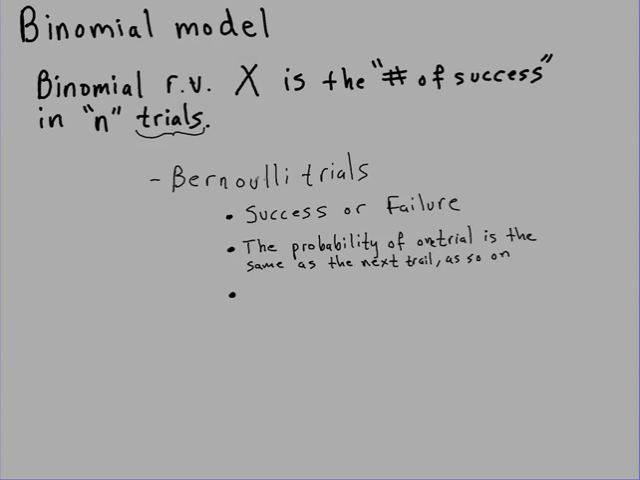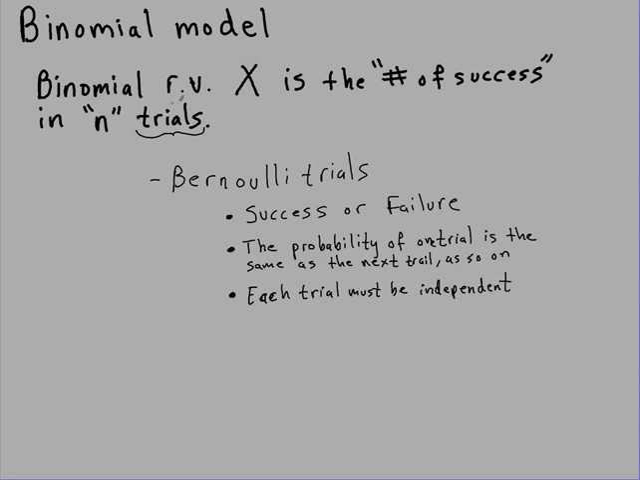And the last one to be a Bernoulli trial is that each trial must be independent. And what does that mean? The first trial happening can't affect the chances of the next trial happening. So if the first trial happens, the probability of the second trial can't be increased or decreased in any way.